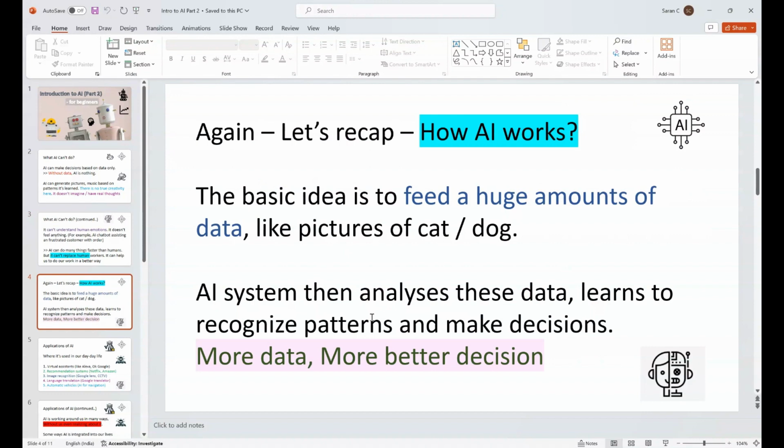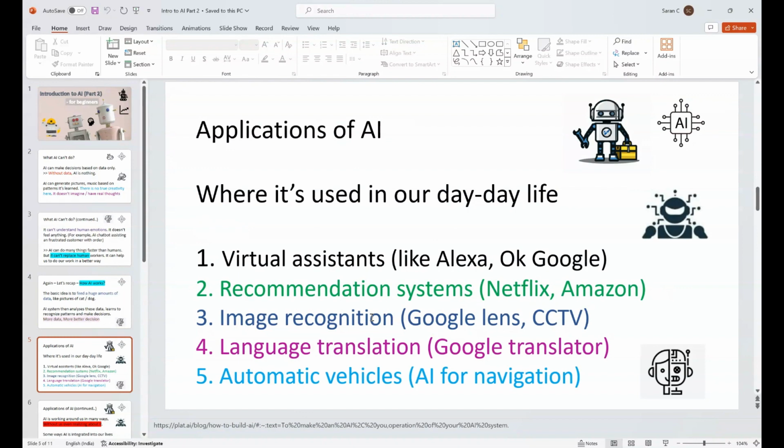In real life, you may not even know how AI is used in these areas. So, where is it used in our day-to-day life? The first application is the virtual assistant. We control our home and phone using Alexa or OK Google. The next one is the recommendation system. In Netflix or Amazon, after you watch a movie, you get suggestions related to the same genre, right? This uses ML.